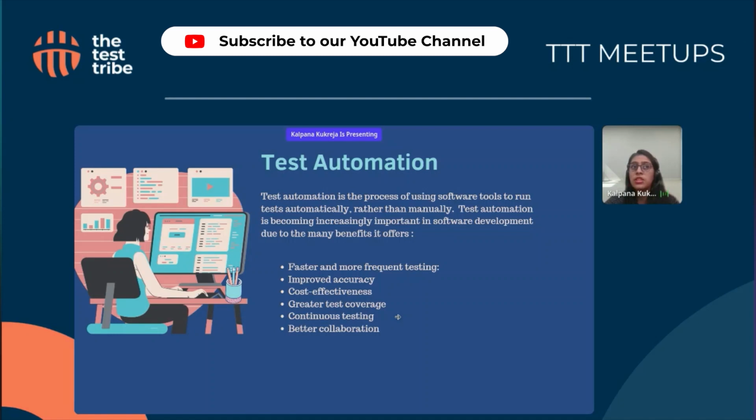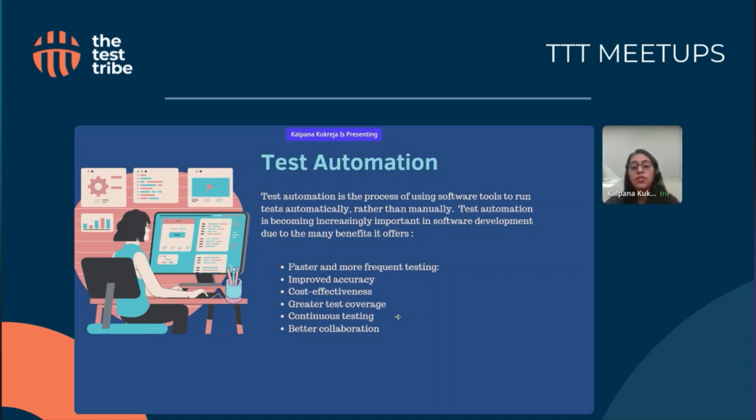Test automation minimizes the possibilities of human errors. We could run the same test again and again to get a more accurate process. It is more cost effective.